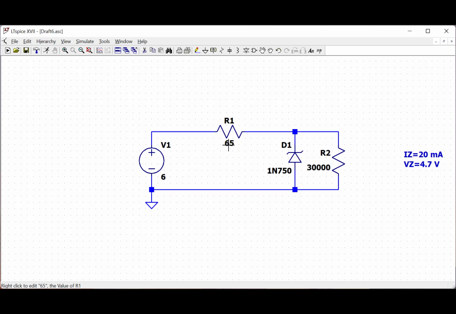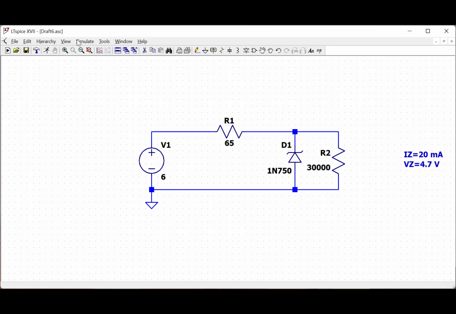Of course, in a real circuit, you wouldn't have all possible values of the resistors, so you would have to choose the nearest value, but in this case, we're just simulating. So in order to show what the results are, I will just put here 65 ohms as a value of the resistor. What I plan to do is a simple DC operating point simulation.